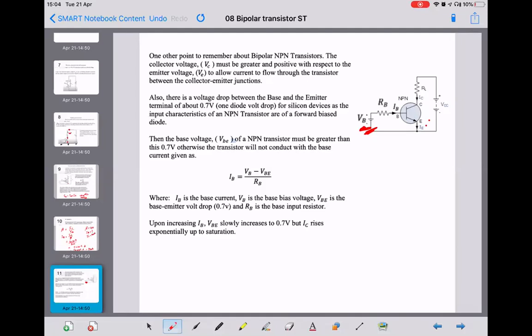And so if we gradually increase VB so that IB gradually increases, we'll reach 0.7 volts across the base to emitter junction. And then from that point, the collector current will start to rise exponentially up to its limit.